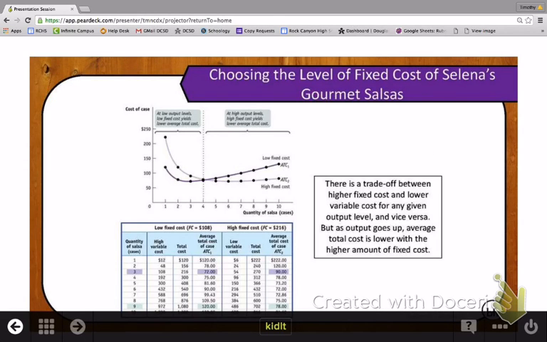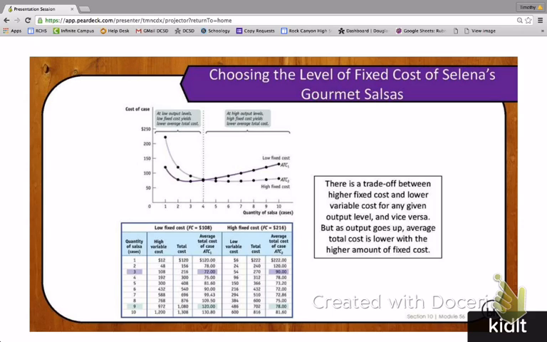So if we go back here and look at another example with Selena's gourmet salsas, again, you can look at the chart below and you can see one short-run cost curve when she has low fixed cost, which is on the left-hand side of the panel, and another short-run cost curve when she has high fixed cost. And so this would create two different short-run average total cost curves for her.